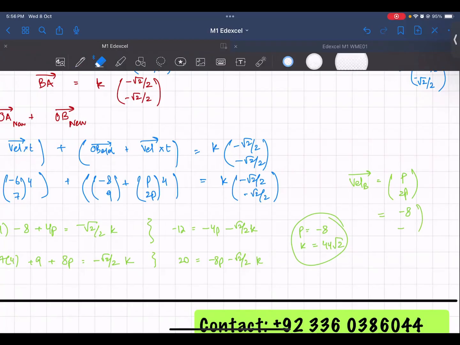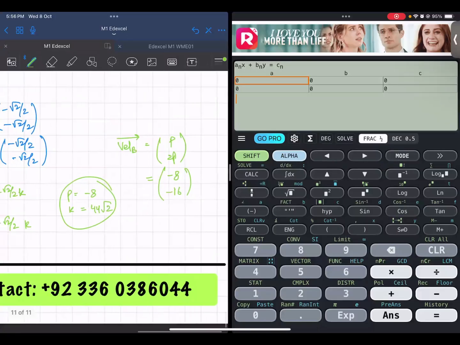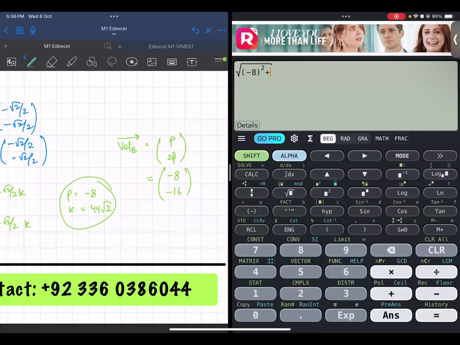They're asking you to find the speed, so you will find the magnitude of this velocity. Square root of negative 8 squared plus negative 16 squared, so 17.9 meters per second. This is your answer.